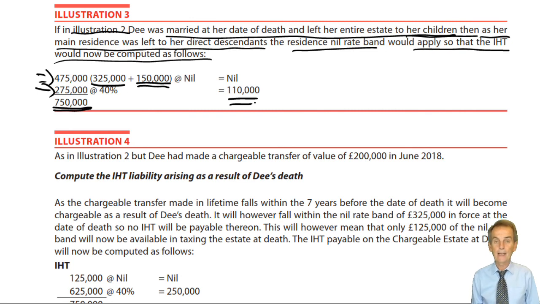Okay, we'll call that a day. Next time, as I said, we will look at examples dealing with that series of lifetime transfers and then the balance of chargeable estate still to be taxed after those lifetime transfers.